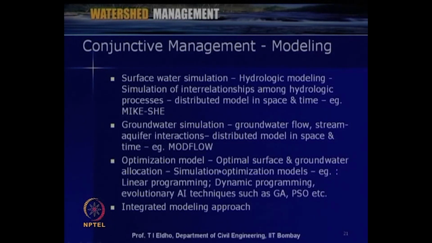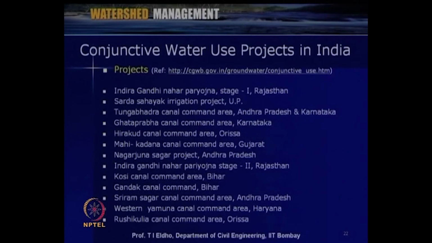As far as optimal use is concerned, we have optimization models like optimal surface and groundwater allocation, and simulation-optimization models, such as linear programming, dynamic programming, and evolutionary algorithms like genetic algorithm and particle swarm optimization. We can utilize AI techniques as well for optimization. Then we can integrate both the simulation and optimization models, so that we have better modeling tools as far as conjunctive management is concerned.